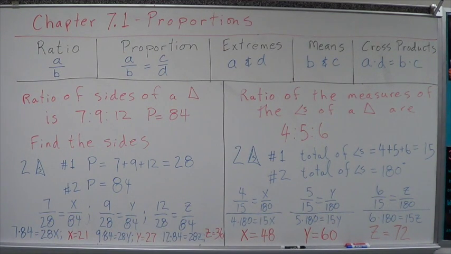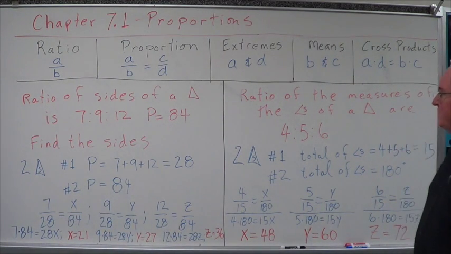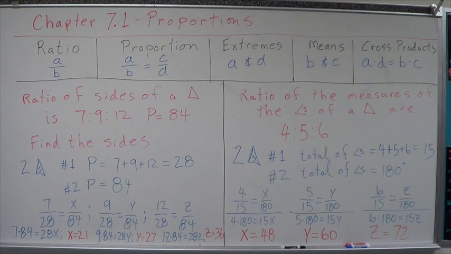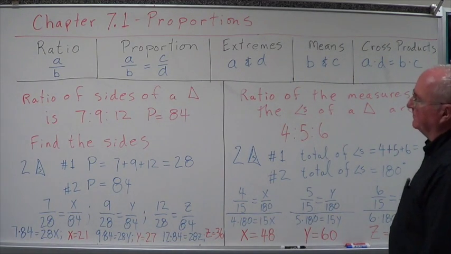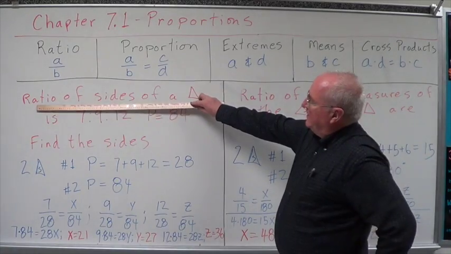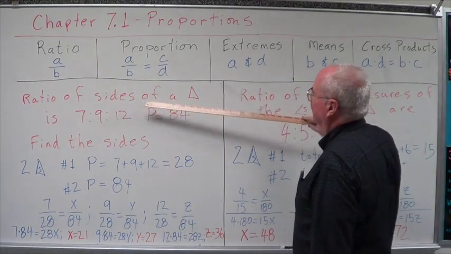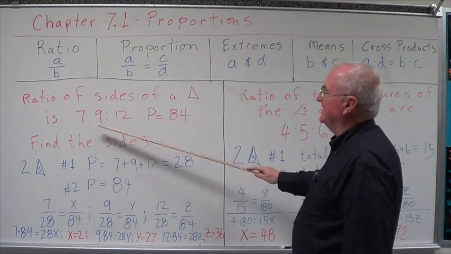Here's some more proportional problems that we like to show you. They're a little challenging unless you know how to approach them. There's no big deal in the way it goes. Basically, it's looking at the ratio of the sides of a polygon to the perimeter of another one. What we're looking at here is it's telling us that the ratio of the sides of a triangle is 7 to 9 to 12.